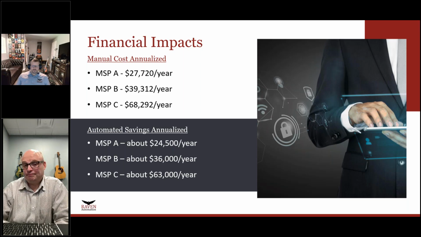Yeah. MSPB, $39,000 a year is what they're spending on dispatching. They could save, including an estimate for AI cost, right?